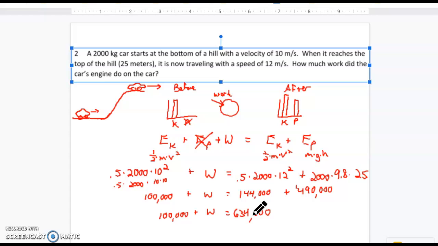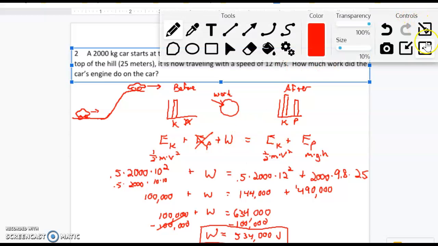To solve for the work, I need to undo this 100,000, and that's by subtracting 100,000 from both sides. That goes away. I get my work is equal to 534,000. Because I just solved for work, remember work is a transfer of energy. My answer is in joules. And that's how I solve this thing out. Okay? So that's that tip problem.